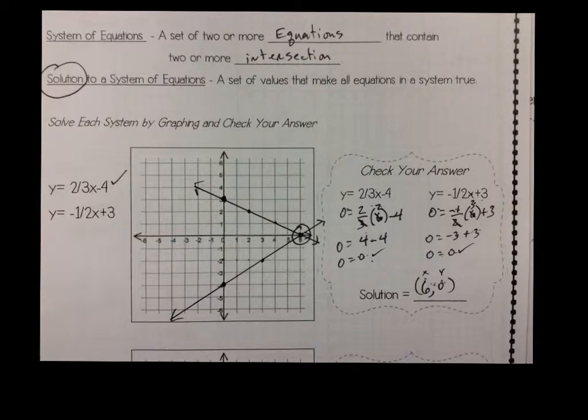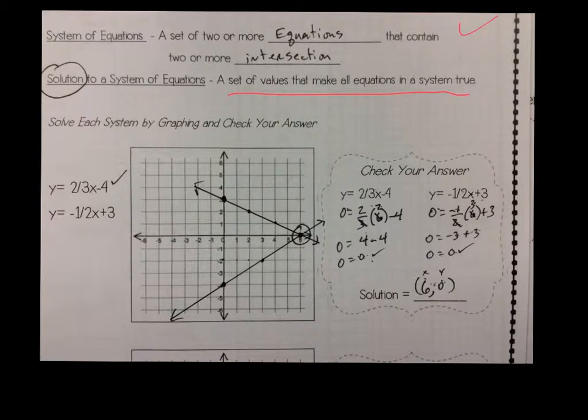Okay, a system of equations is a set of two or more equations that contain two or more variables. All right, a solution to a set of equations is basically the set of values that make all equations in the system true.